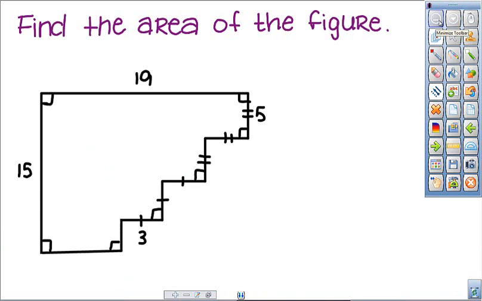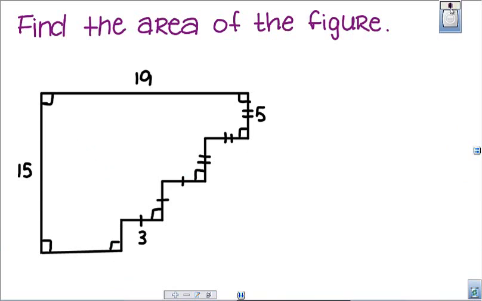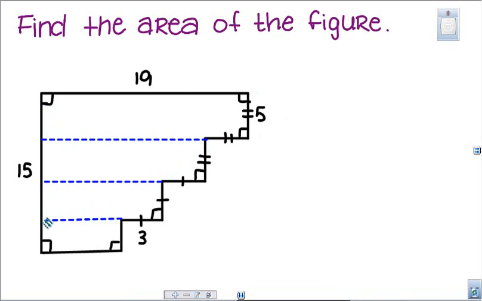Your first step is typically going to be to draw lines, and I'm going to draw these as dashed lines, to break the figure into shapes that we know the formula for. So there are several ways to do that. If you look, I could extend this line and create this large rectangle, and I could do that all the way down and just have 4 rectangles. And I know these are rectangles because of these 90-degree angle marks.